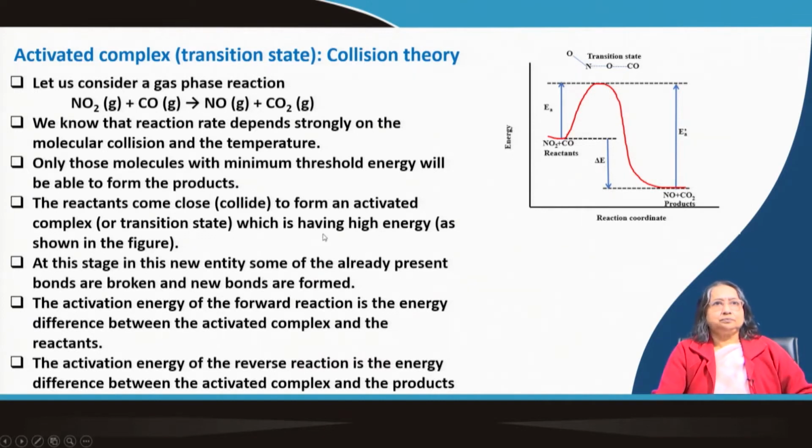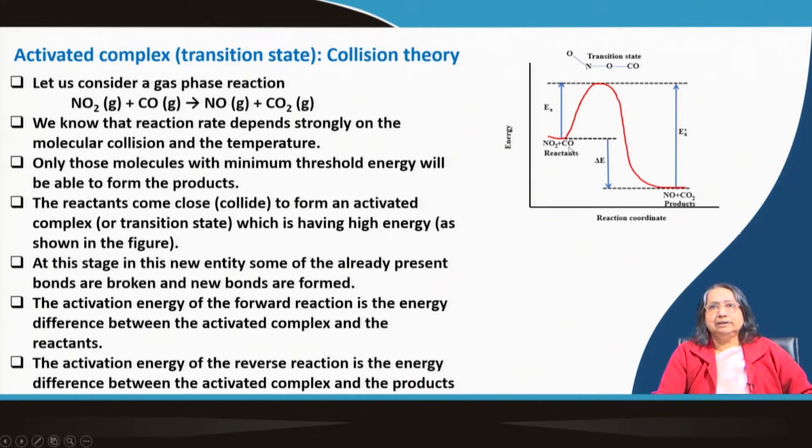Now, at this stage, when the activated complex is formed, in this new entity some of the already present bonds are broken and new bonds are formed. You can see here, because the reaction is between NO2 and CO forming NO, one N-O bond has to be broken, and one bond should be formed between carbon and oxygen. So, here it is being formed. This is nothing but the activated complex or transition state. Now, the activation energy of the forward reaction.